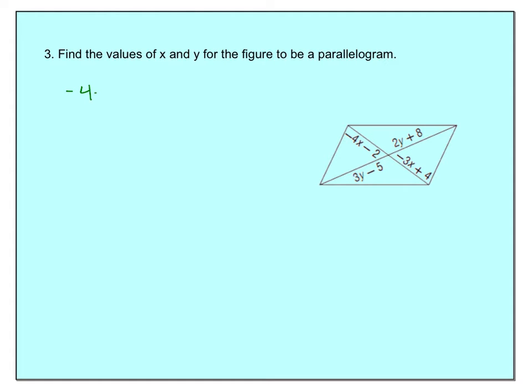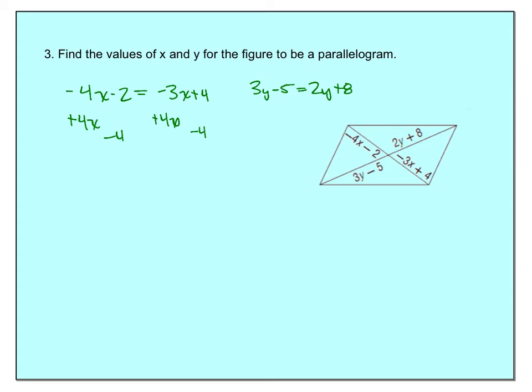So negative 4x minus 2 equals negative 3x plus 4. 3y minus 5 equals 2y plus 8. So now it's just an algebra problem. It's something you've done before. It's good practice to keep straight.